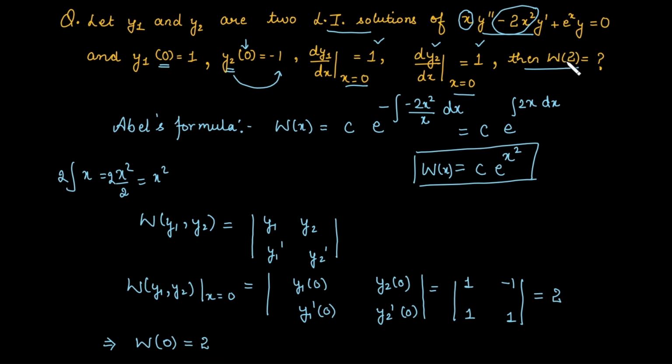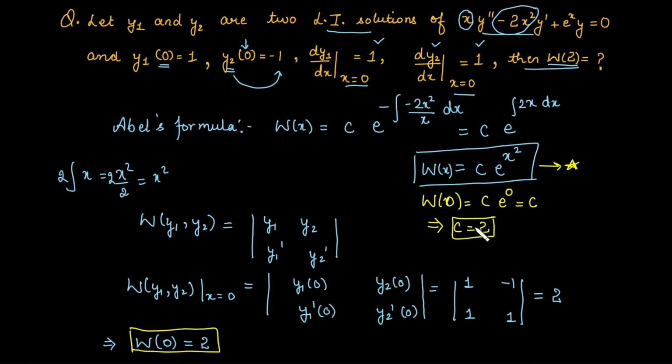But we need to find the value at x equal to 2. Now use this result. According to this result, the Wronskian is equal to a constant multiple of e raised to the power x square. If I put x equal to 0 in this case, it says c e raised to the power 0, that is equal to the constant c. The Wronskian value at 0 is 2, and in this case the Wronskian at 0 is equal to some constant. So from here we can say that the value of the constant is equal to 2. If the value of the constant is 2, what is the Wronskian in this case? The exact Wronskian is 2 times e raised to the power x square.